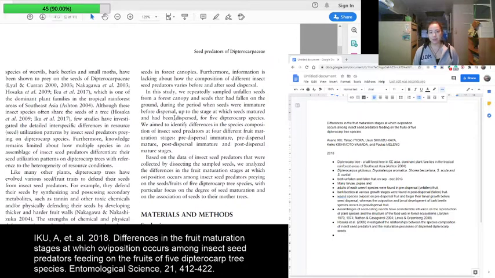So they've looked at both samples on the ground and up in the tree. So the seeds that were immature before dispersal and the stage at which the seeds matured that had been dispersed for the 5 species. They aimed to identify differences in the species composition of insect seed predators at 4 different fruit maturation stages. Okay, so this is important. We looked at predispersal immature, predispersal mature, post-dispersal immature, and post-dispersal mature stages. So that's what I've been collecting: post-dispersal immature and mature stages.